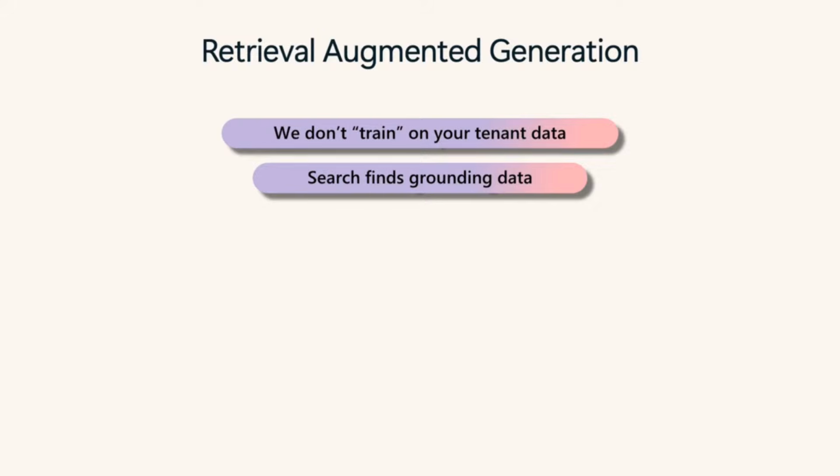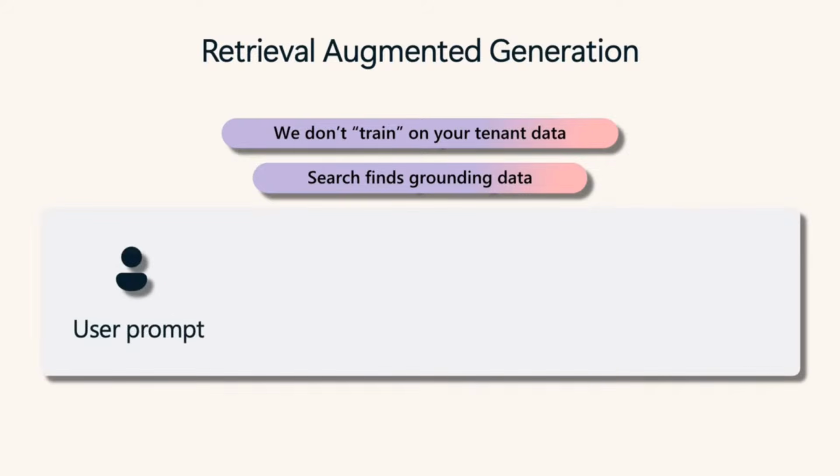This modified prompt includes several pieces to make it work properly. The first bit is that it includes your user prompt or question. Second, it will include the grounding data that's retrieved from Graph. Then it appends that relevant Microsoft Graph grounding data to the prompt that's sent to the LLM. But there are two other pieces that are really important that also get appended.